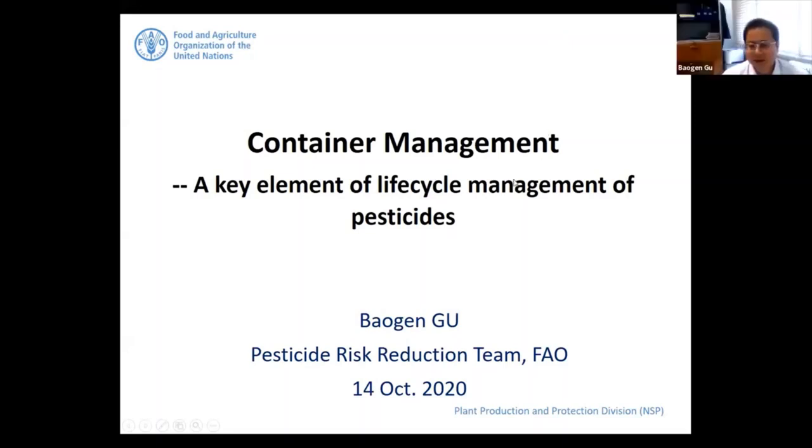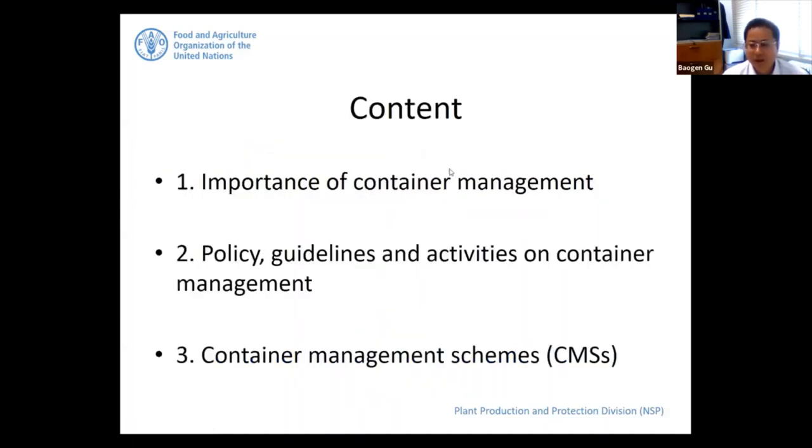Yes, it's fine. Okay, the key point is that container management is a key element of pesticide lifecycle management. I want to share briefly on three things: first, the importance, second, the FAO policy guidelines and activities, and third, the container management scheme.